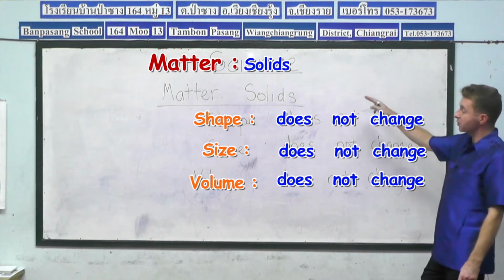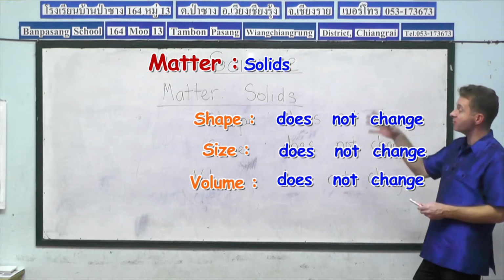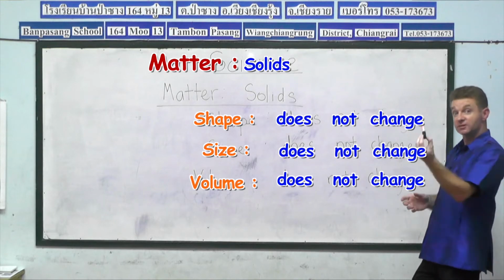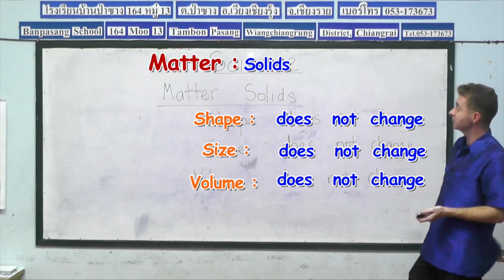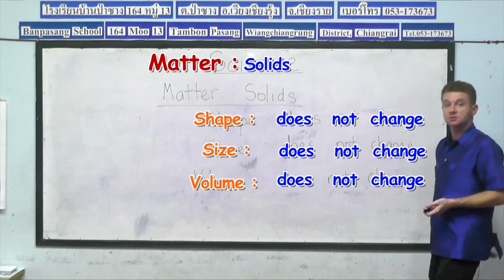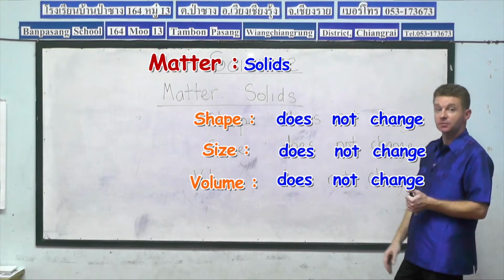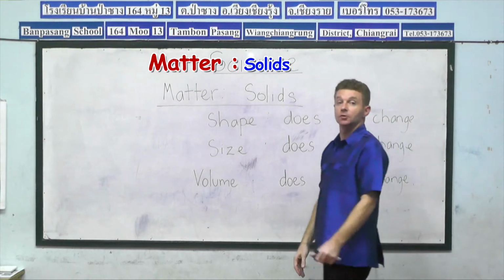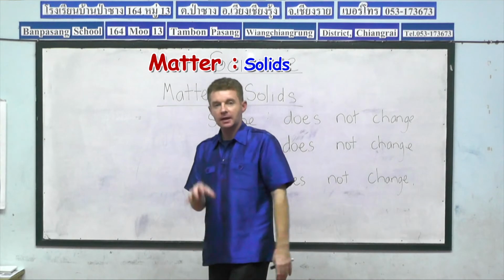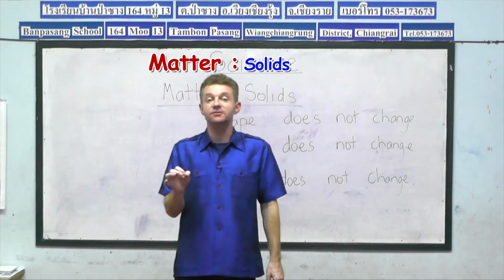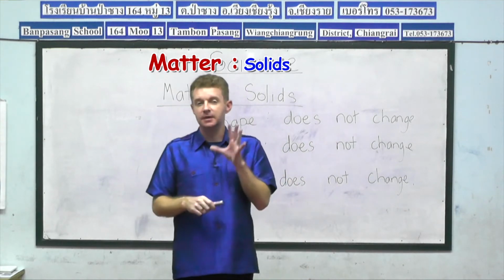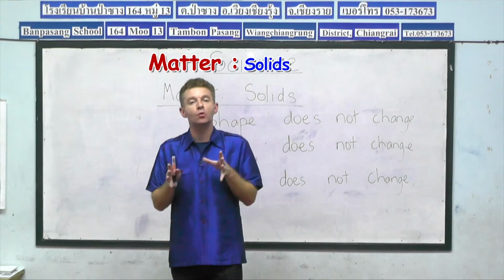Yes, these are the three characteristics of solid objects, such as this marker pen. Shape does not change. Size does not change. And volume does not change. And then later in the lesson, we did a worksheet activity for our students to recognize what solids are.